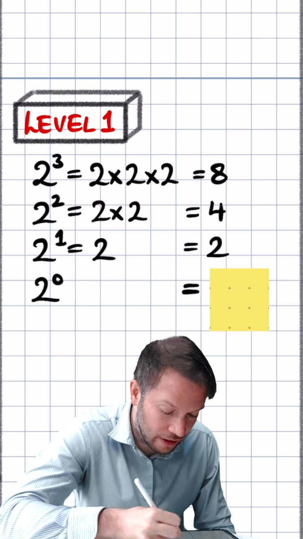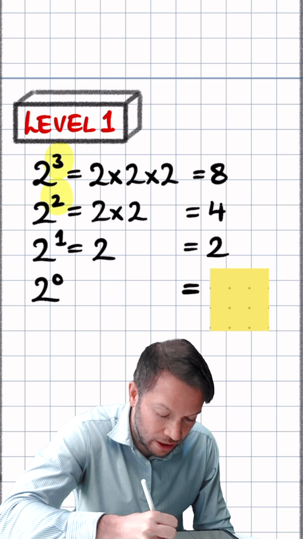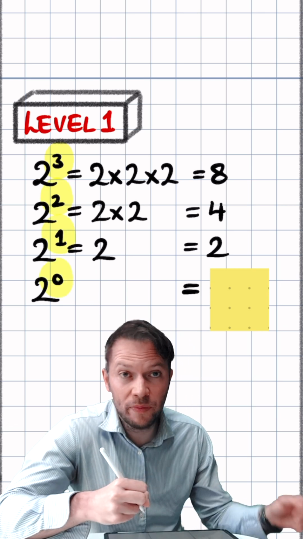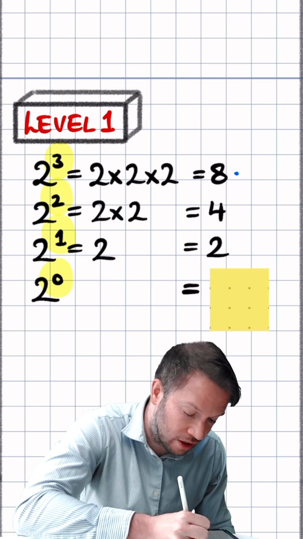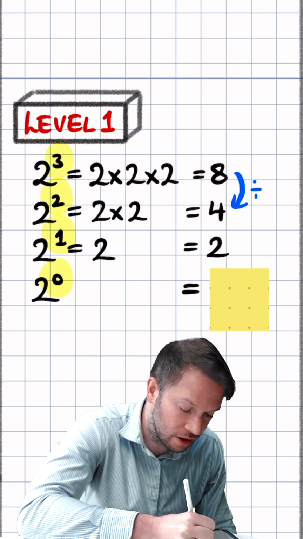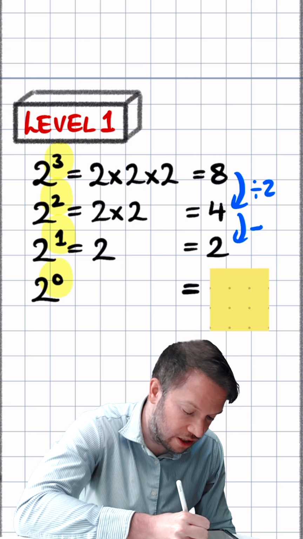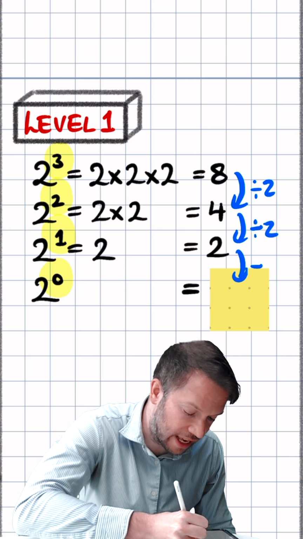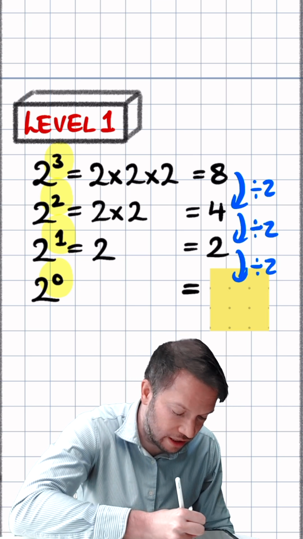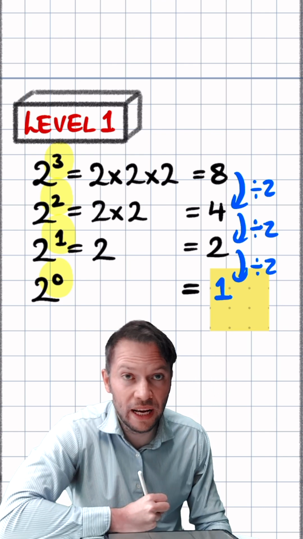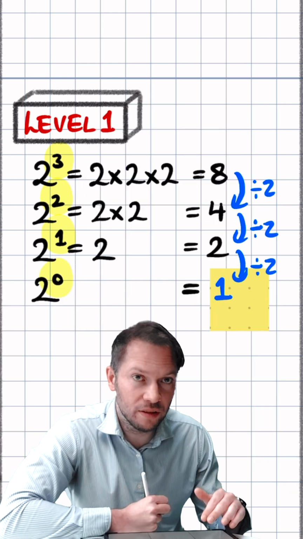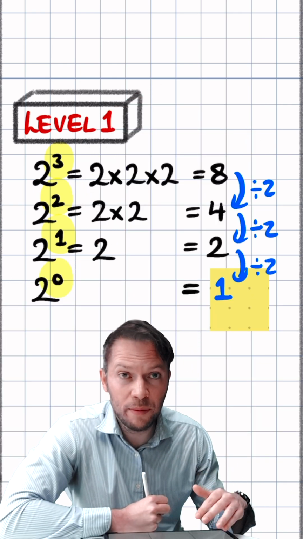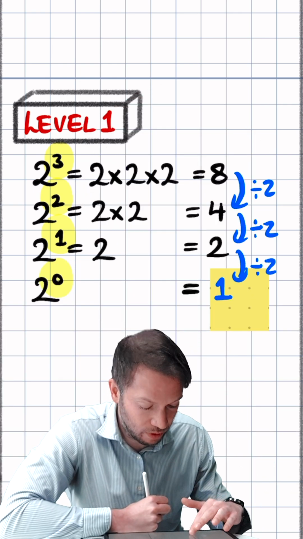And can you see that these indices are going down by 1 each time? And each time the index goes down by 1, the result becomes 2 times smaller. So divide by 2, divide by 2, and if we divide by 2 again, 2 divided by 2 is equal to 1. So anything to the power of 0, except for 0 to the power of 0, which is a different story, is going to be 1. And we can use the same principle of following this pattern with factorials.